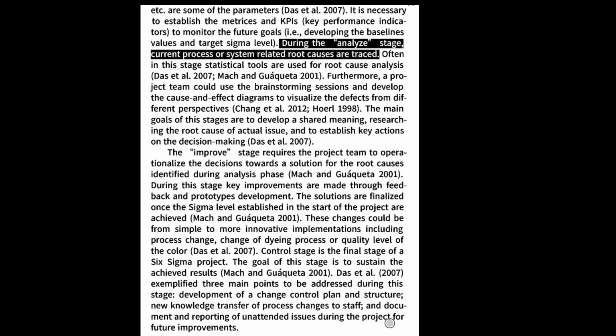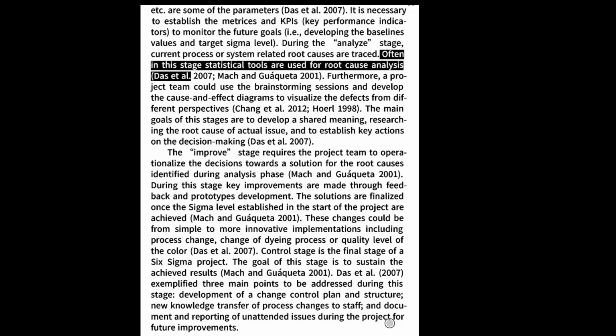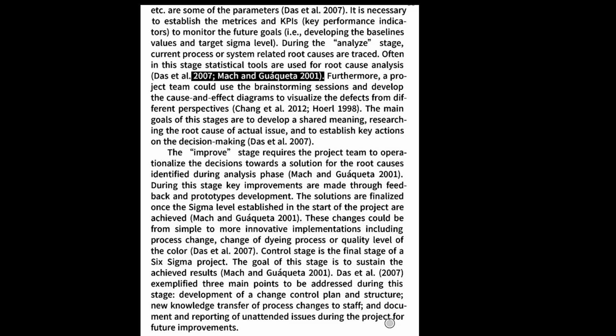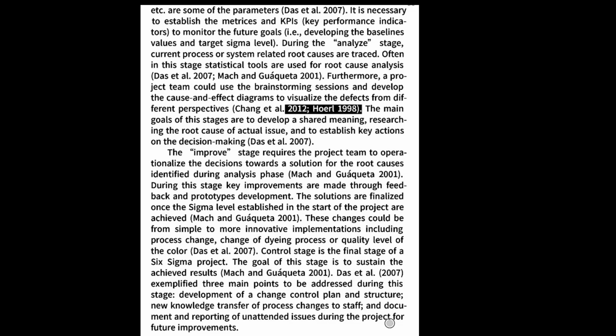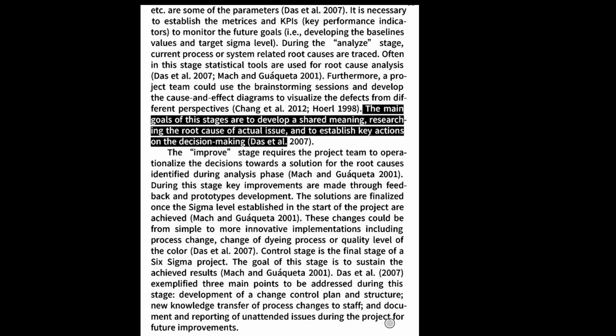During the analyze stage, current process or system-related root causes are traced. Often in this stage statistical tools are used for root cause analysis. Das et al. 2007, Matt and Gaiteta 2001. Furthermore, a project team could use brainstorming sessions and develop cause and effect diagrams to visualize the defects from different perspectives. Chong et al. 2012, Goel 1998. The main goals of this stage are to develop a shared meaning, research the root cause of the actual issue, and to establish key actions on the decision-making.